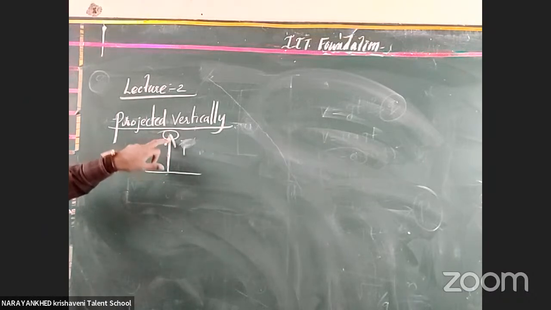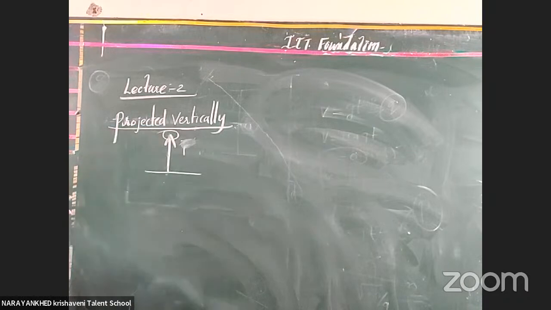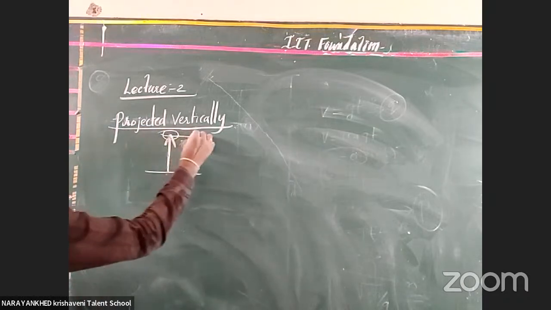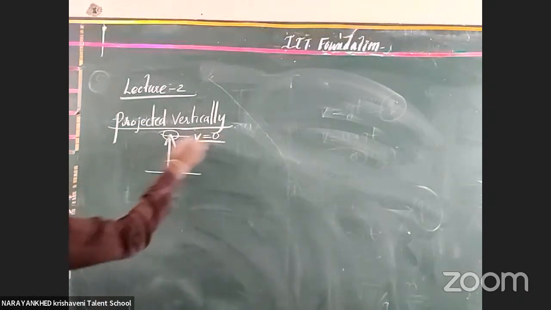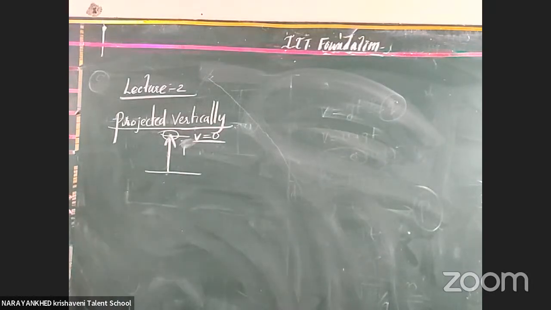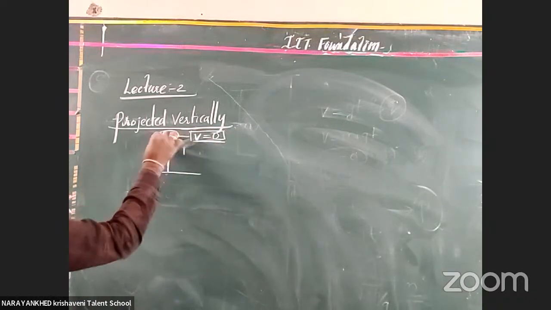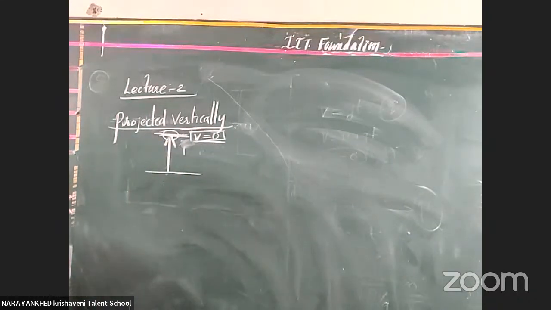But when it reaches the maximum height, at this particular position, v is equal to 0. Got it or not? What does it become? 0. Yes, I hope you got it. Understood or not? v is equal to 0 when it reaches the maximum height.